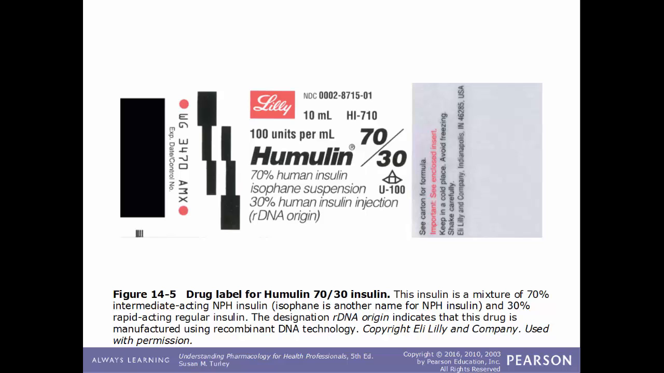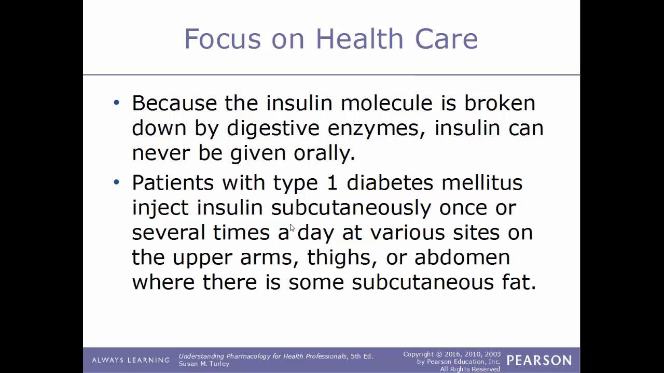All right, in this image we have an example of packaging for a Humulin combination drug. This would be Humulin 70/30. So this mixture would be 70% intermediate-acting insulin, and then 30% would be the fast-acting regular insulin. Now, because the insulin molecule is broken down by digestive enzymes, insulin can never be given orally.